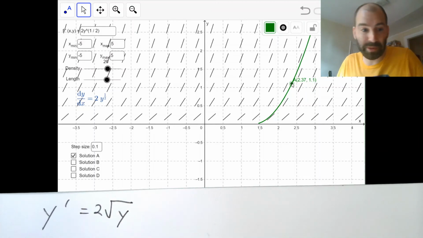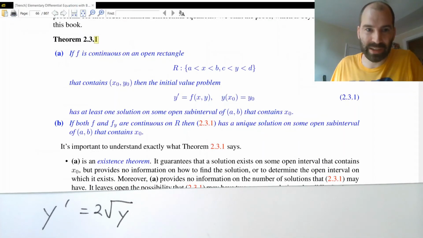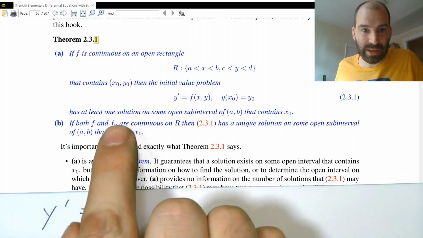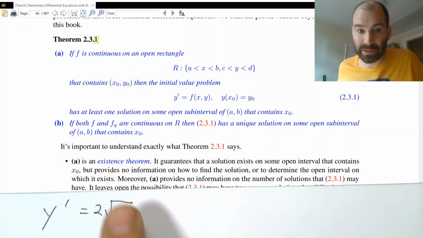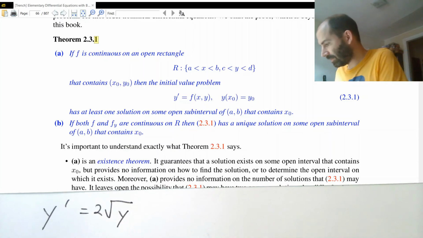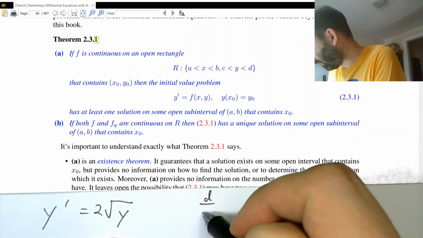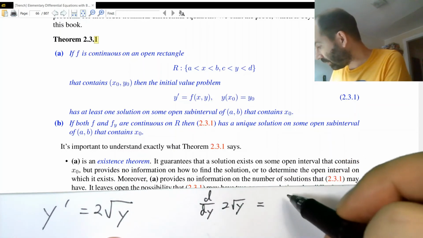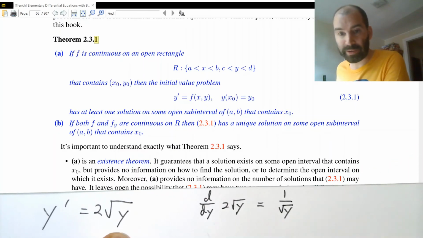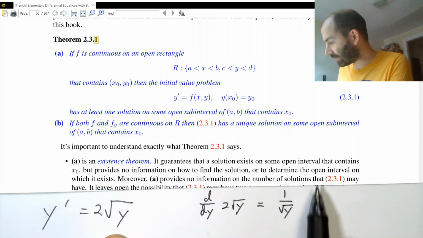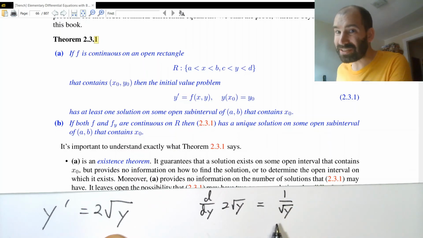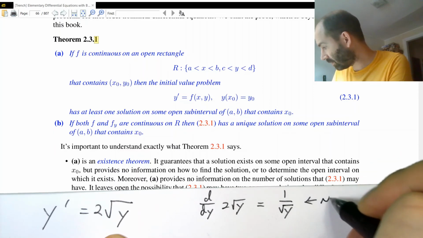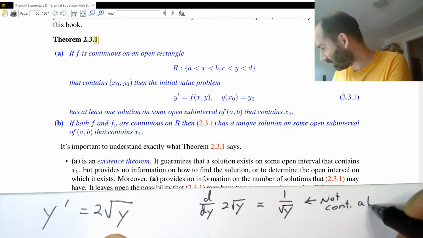All right, but remember the other part of the theorem. For part B, it asked us to check the y derivative of f. Okay, let's take the y derivative of this. If I take the d by dy, what do I get? I get 1 over the square root of y. Is this continuous? It's continuous until we get to y equals 0. And then we have that problem of dividing by 0. So this is not continuous at y equals 0.